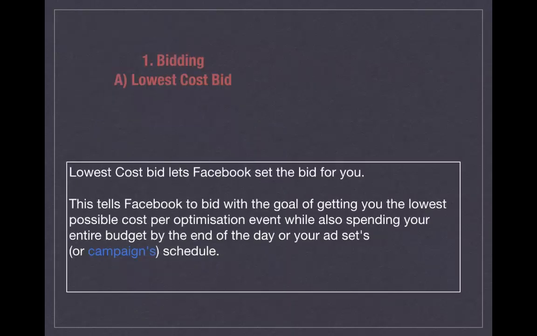So lowest cost bid lets Facebook set the bid for you. Facebook is saying, you need not do anything, let my algorithm, my system, bid for you. This tells Facebook to bid with a goal of getting you the lowest possible cost per optimization event, while also spending your entire budget by the end of the day or your ad set's campaign schedule.